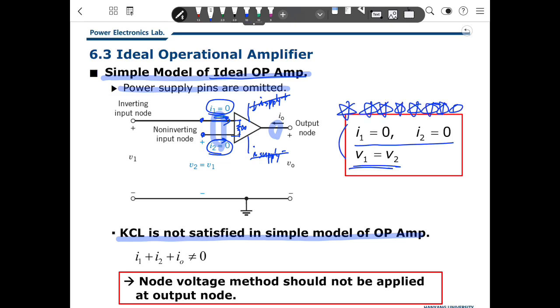Many important. This is very much important. So we have to use that relation. That's all. And at this point, we can apply the node equation.